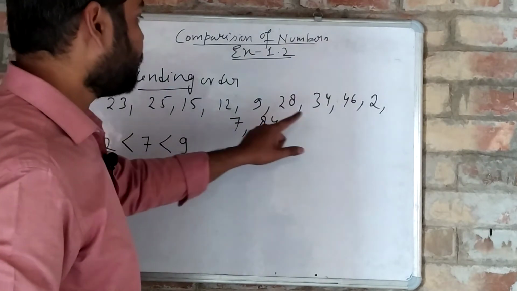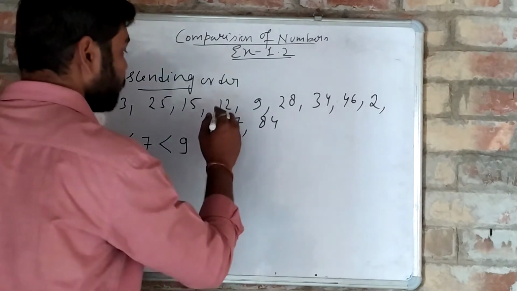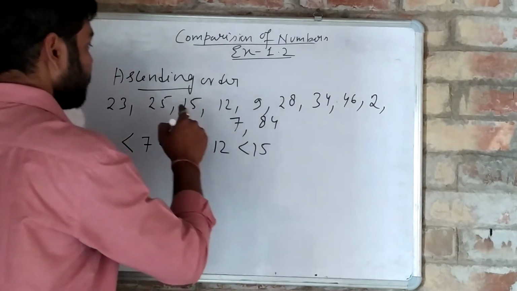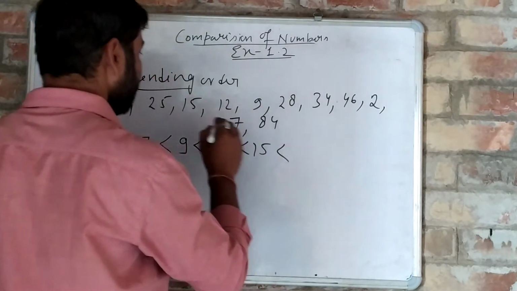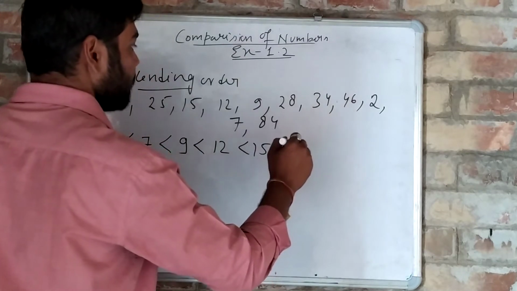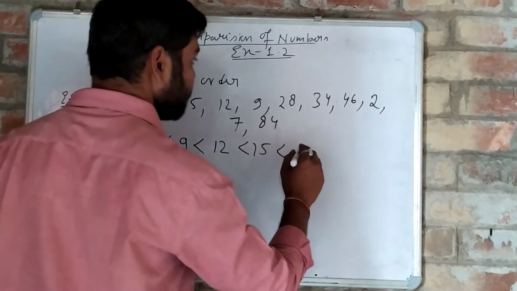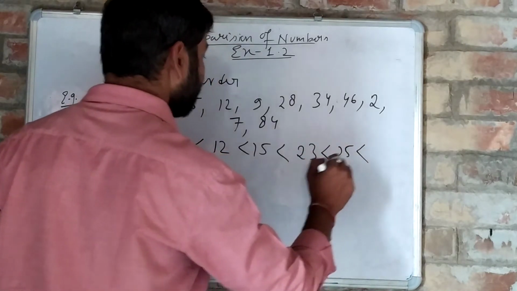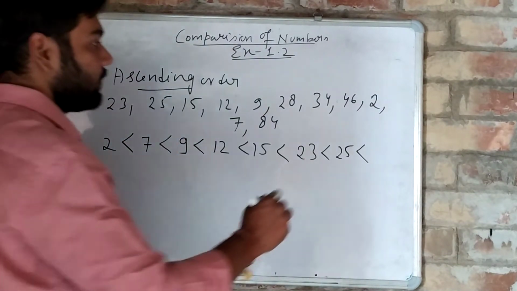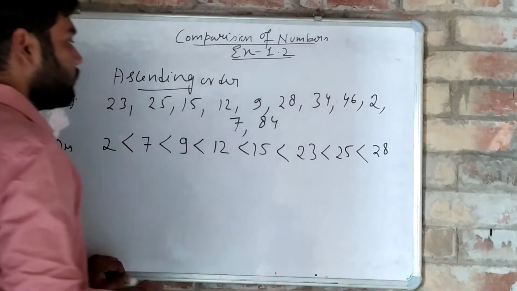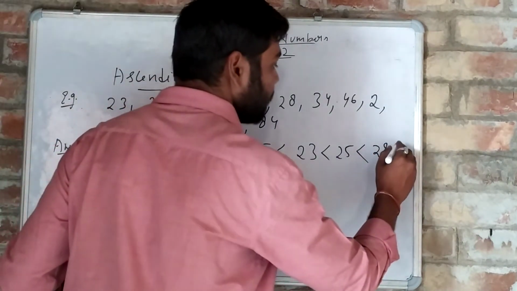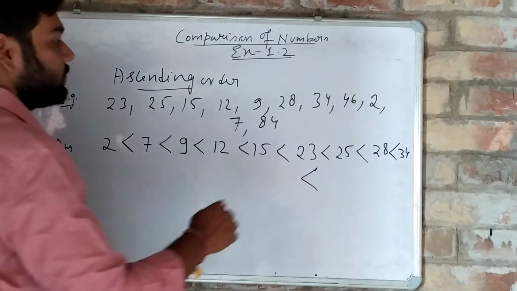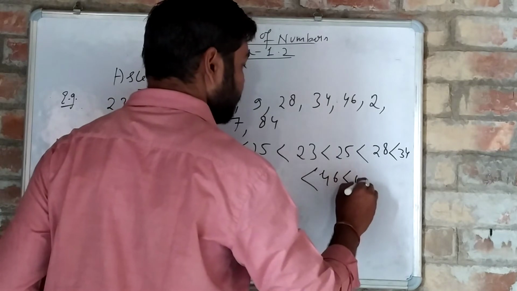Then we will have 12. 9 is smaller than 12. Then we will have 15, then 23, then 25. After that we will have 28 given in the series. Then we will have 34, then 46, and then 84.